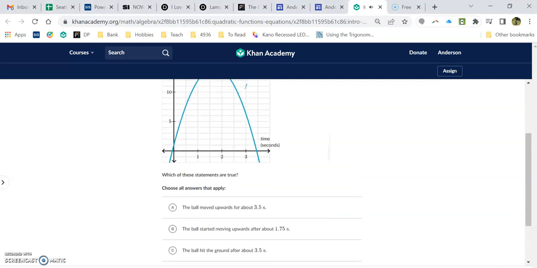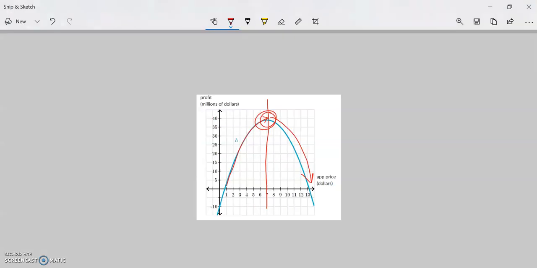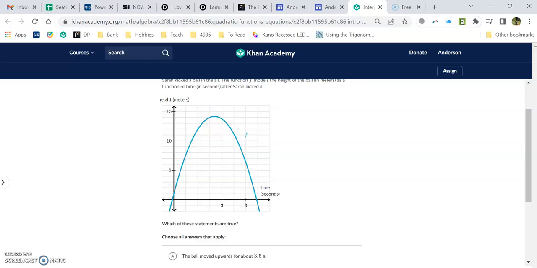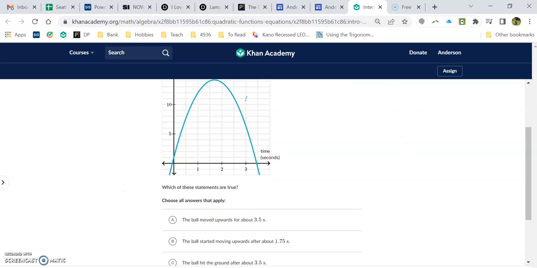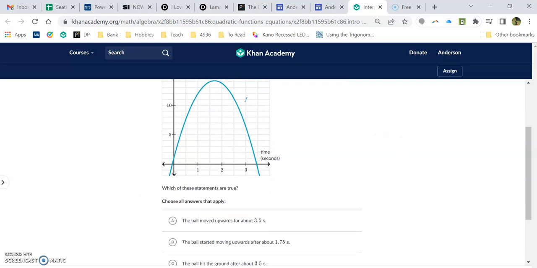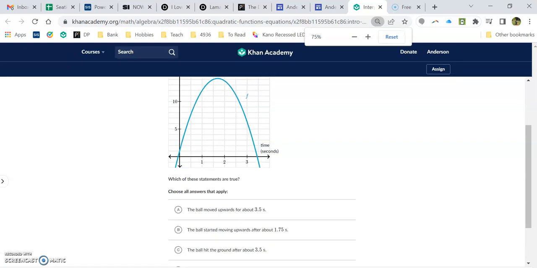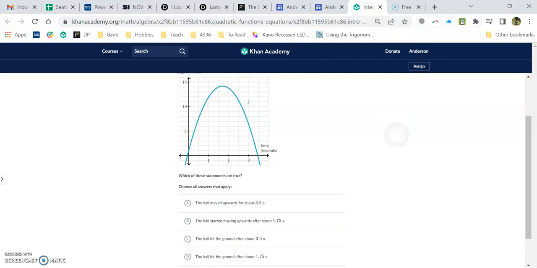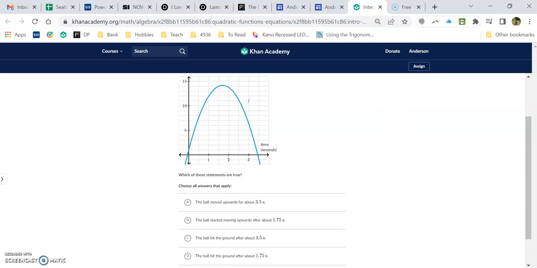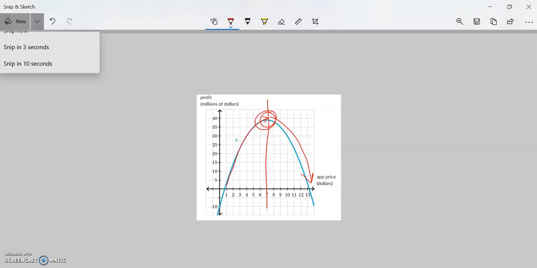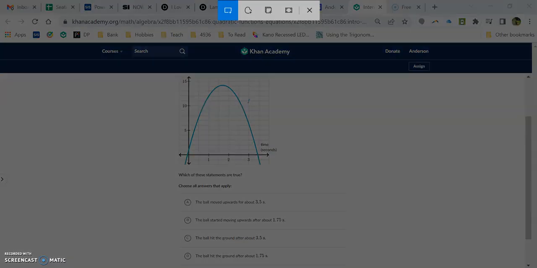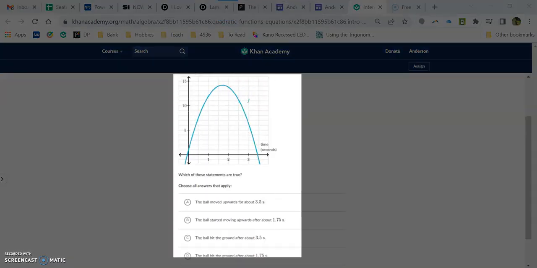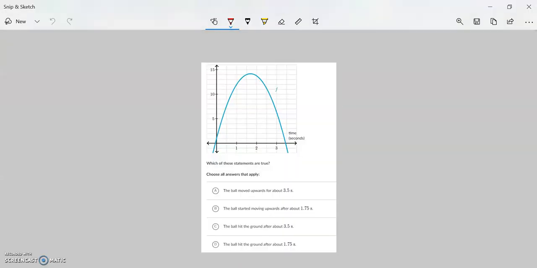Okay. Let me snip it. Actually, let's see if I can snip everything so we can talk about it all in one image. A little smaller. There we go. Okay, that should be good right there.